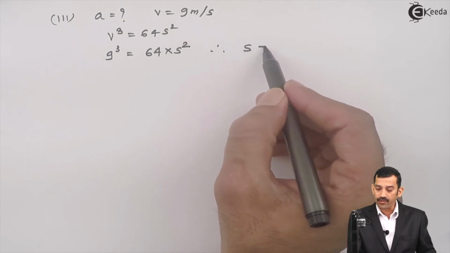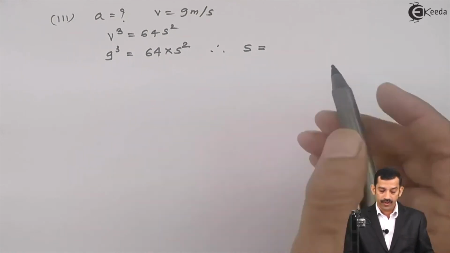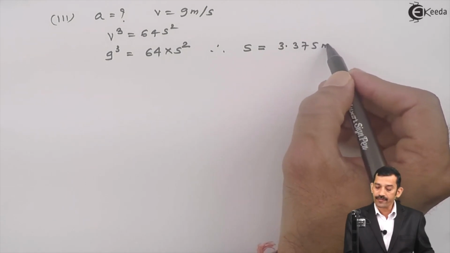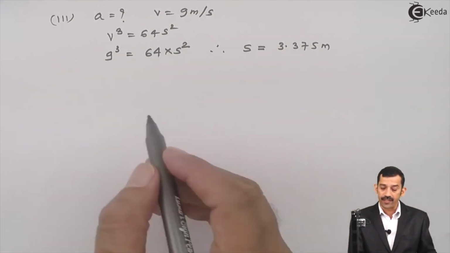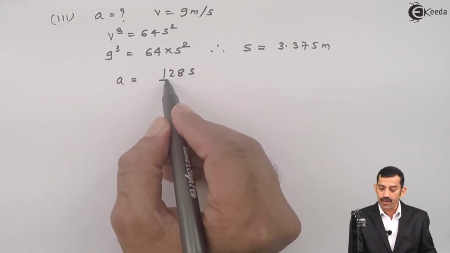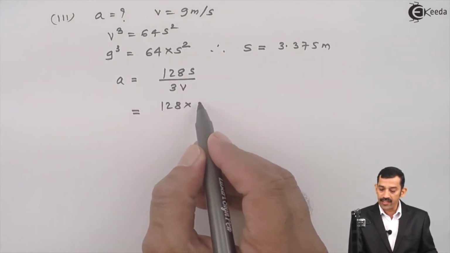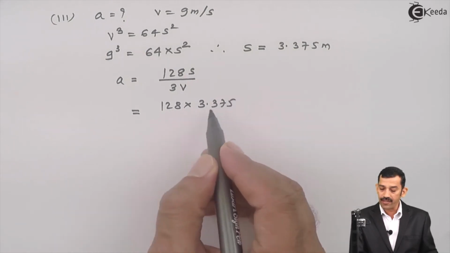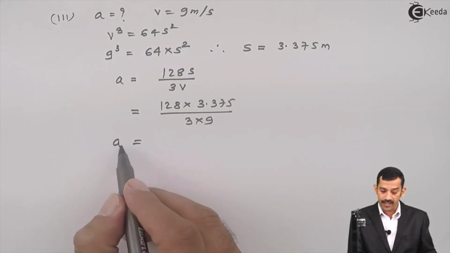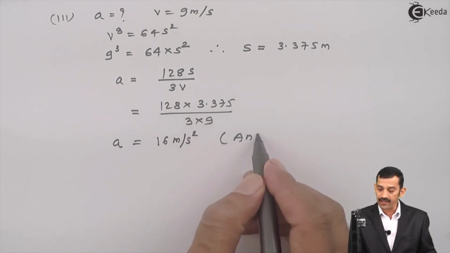Using this equation, what is the position at v equal to 9 meters per second? It comes out to be 3.375 meters. Now if we use the equation of acceleration, a equal to 128 s upon 3v, 128 into 3.375 divided by 3 into velocity 9. Therefore, the acceleration value comes out to be 16 meters per second square. This is our answer. Thank you.